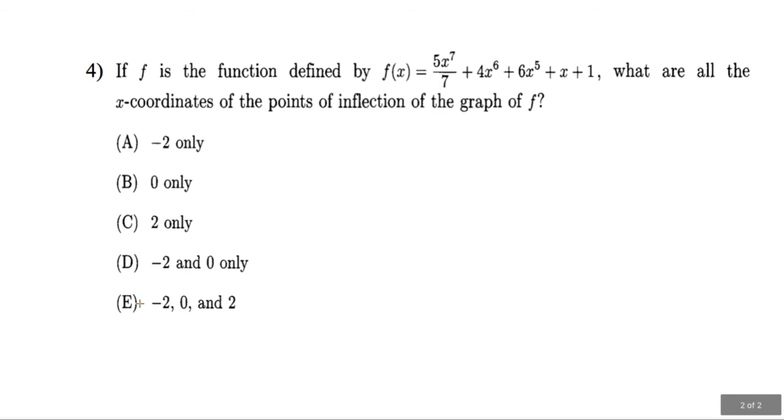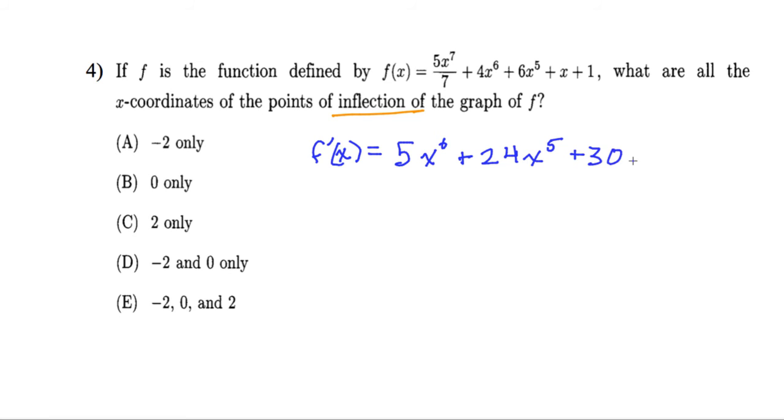On the back. Okay, so we have this function, and we're looking for all the points of inflection. Definition of points of inflection: f double prime changes sign. We don't have f double prime. Let's get it. Here's f prime. f prime of x, I bring down the 7, and I just get 5x to the 6th plus 24x to the 5th plus 30x to the 4th plus 1.